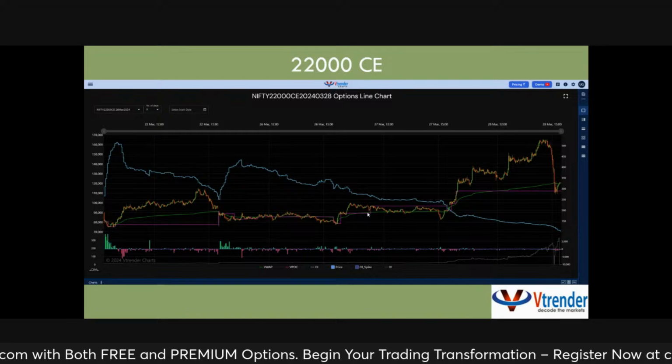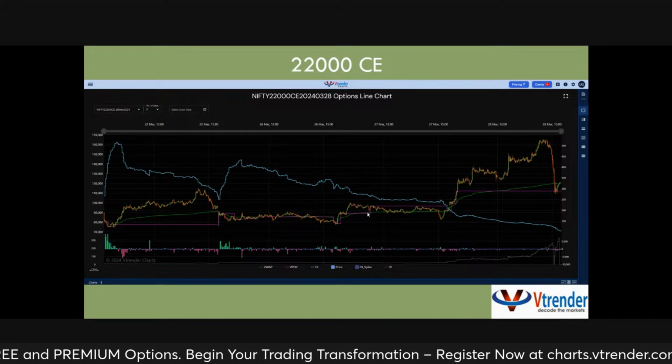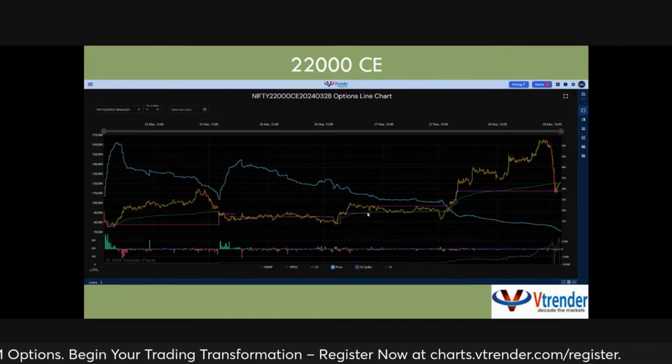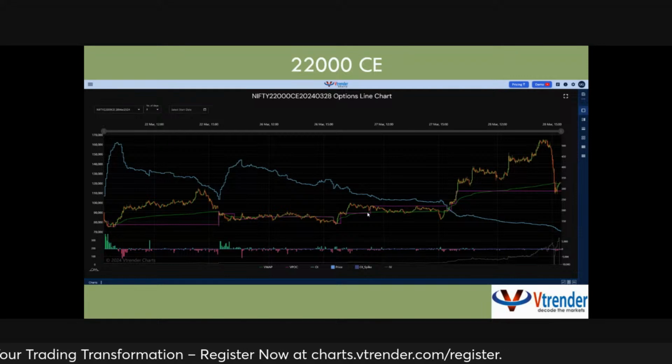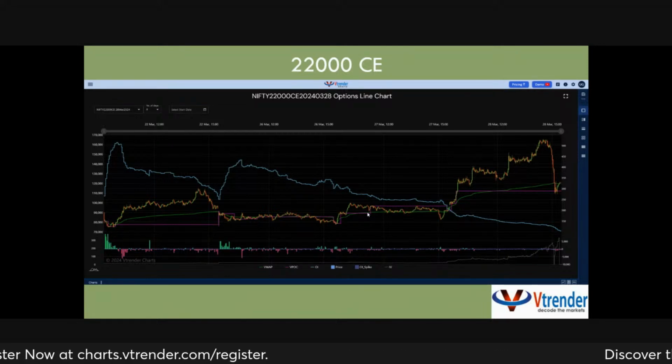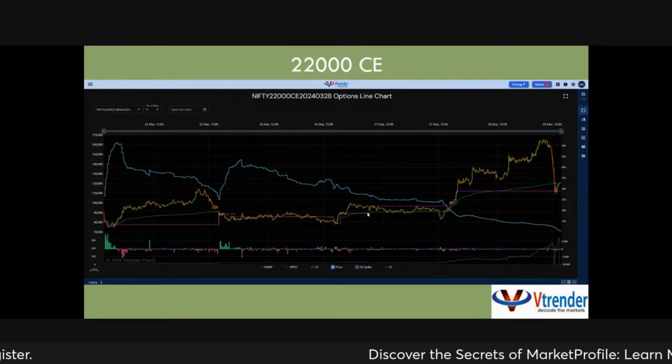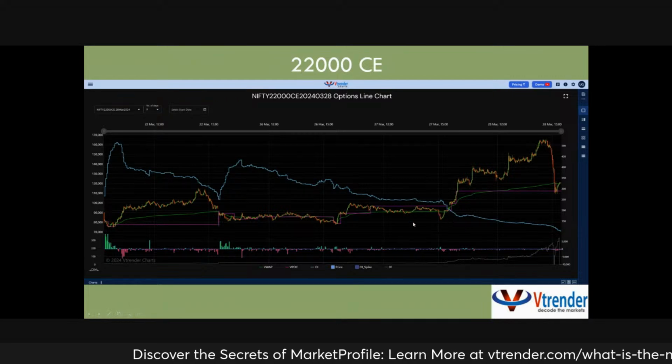POC was around 170, 180 zone on the 26th, and on 27th the POC shifted to 150. So there was a small push for the writers when it shifted lower to 150, and some laggard writers were forced to exit in that call as the POC shifted higher to 215.